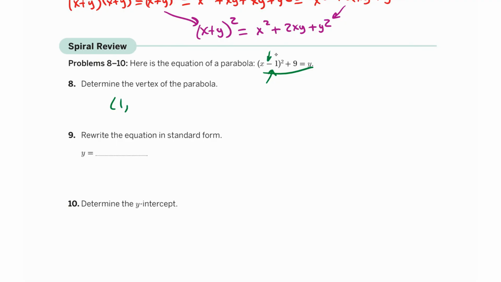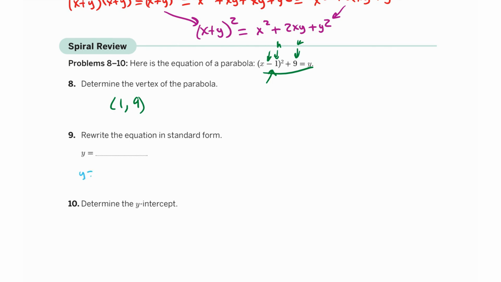This is, again, kind of what I'm going to call our h value, which represents the x value of our vertex. And then our k value here is the number being added on the outside, which we keep that sign the same, and we call the vertex at positive 1, positive 9. Number 9, rewrite the equation in standard form. So to do that, pretty straightforward here.